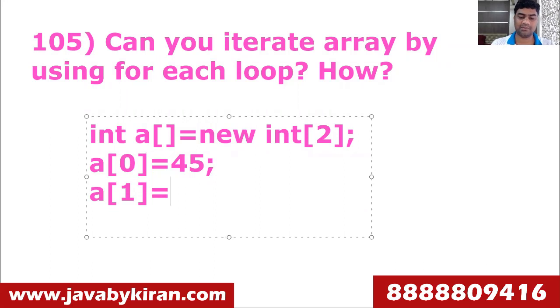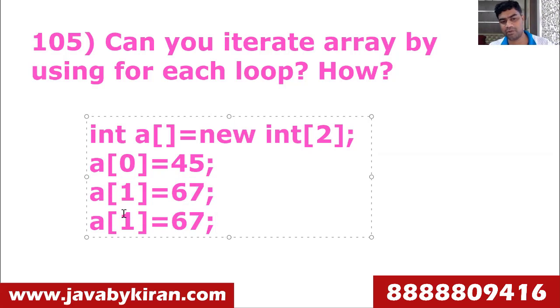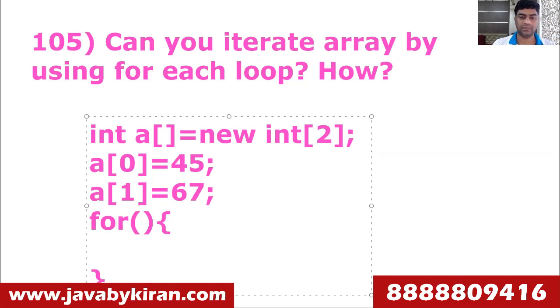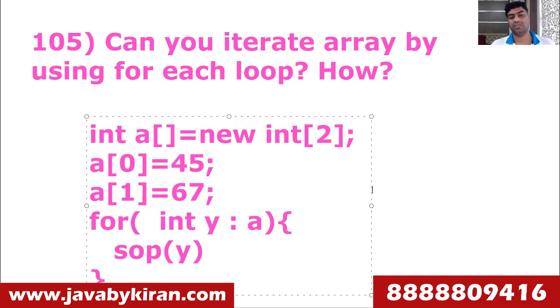And here, guys, remember one thing. If you are preparing properly, if he asks you, if I added one more element, what is going to happen? You should be able to answer. ArrayIndexOutOfBoundsException will be occurring. That was the previous question. How to iterate it? Just do like this. For each means colon a, and here you just do int y. This is how it is.